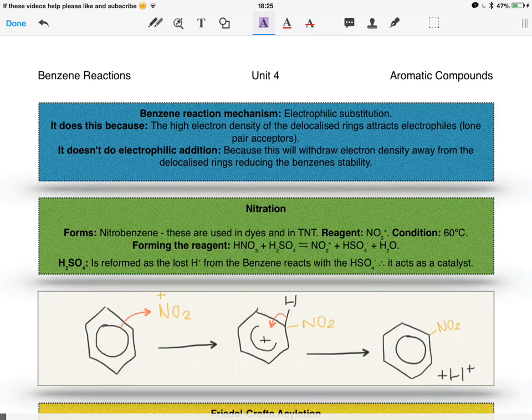Okay, so this video is on the aromatic compounds. It's the second video for this topic and the last, and it's on benzene reactions. So benzene's reaction mechanism is electrophilic substitution.